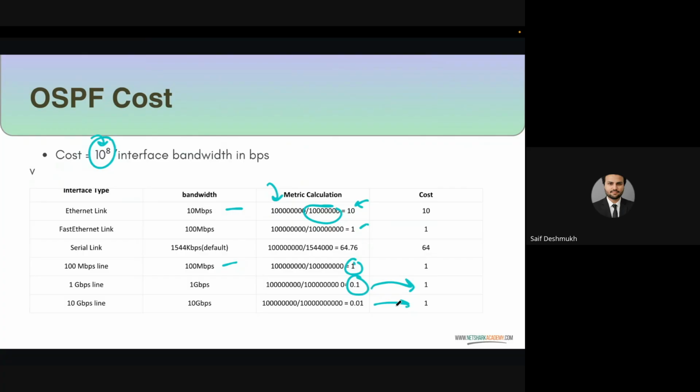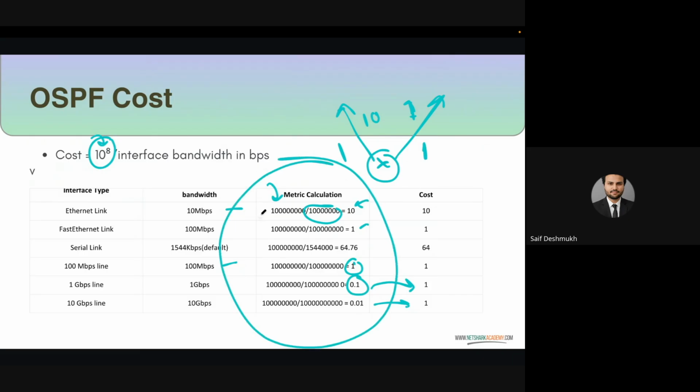The problem with this is that we will not be able to perform actual routing selection. A router may have one path with a 10 Gbps link and another with a 1 Gbps link. I'm giving you a really small example. This router thinks the cost for both is the same because of the limitation in the metric calculation. It's not very complicated: 10 to the power of 8 divided by that interface speed in bits per second. Whatever you get is the cost.